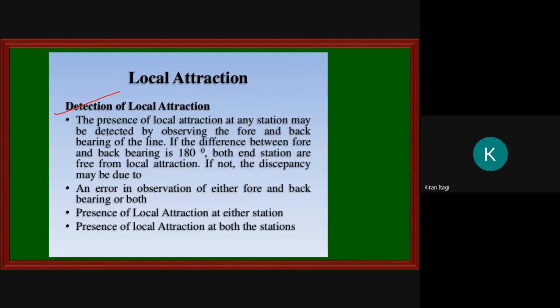Detection of the local attraction. The presence of local attraction at any station may be detected by observing the fore and back bearing. What you should do? First, you should take the reading at station A. Then you should take the reading at station B.